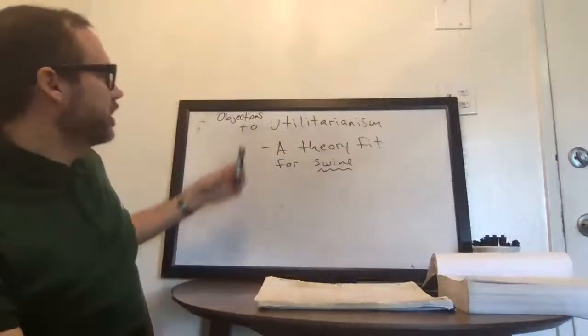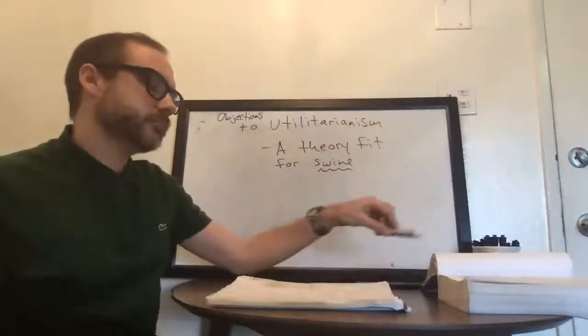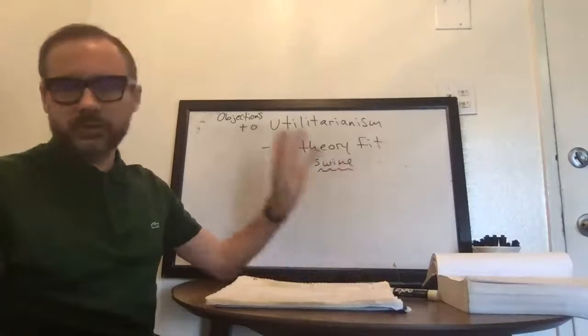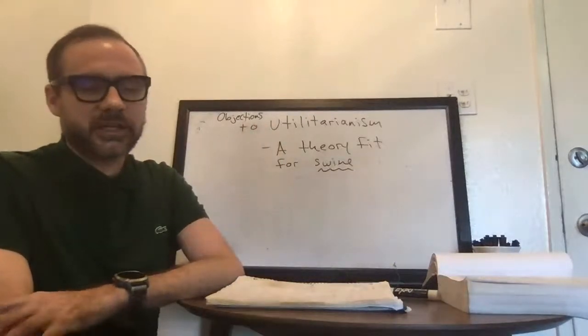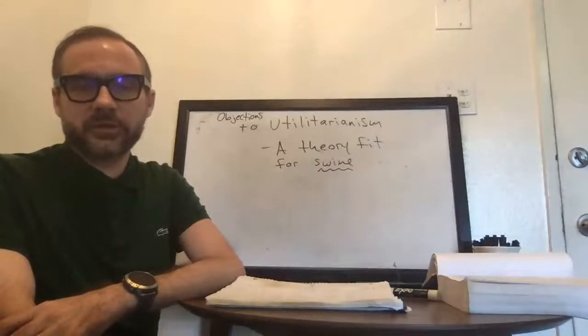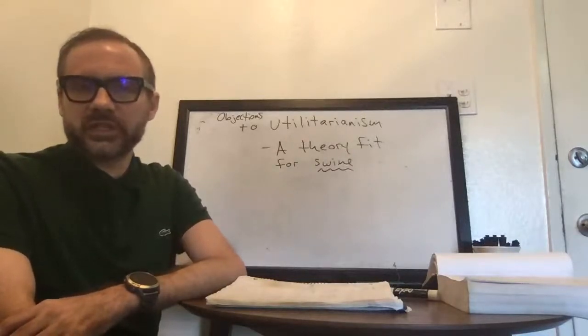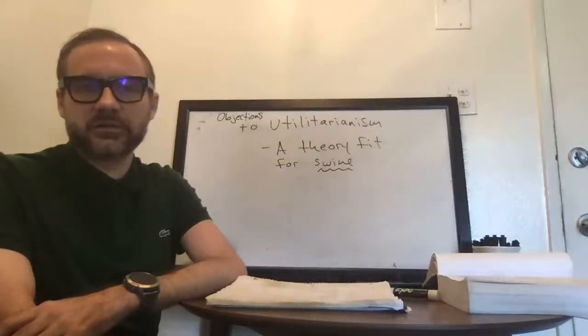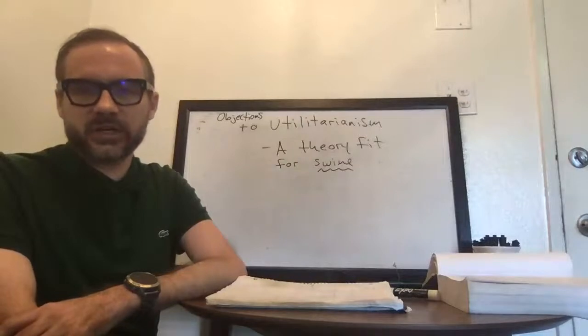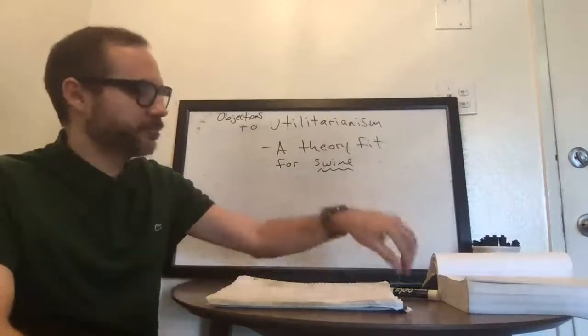But back to this. A theory fit for swine. Some people learned about his theory and reported back to him, I can't agree with you, Mill, this is wrong, because your theory really sounds more like a theory fit for swine than for human beings. Let's get clear, what is a swine, just literally? Like, what kind of thing is a swine? A swine is a what?